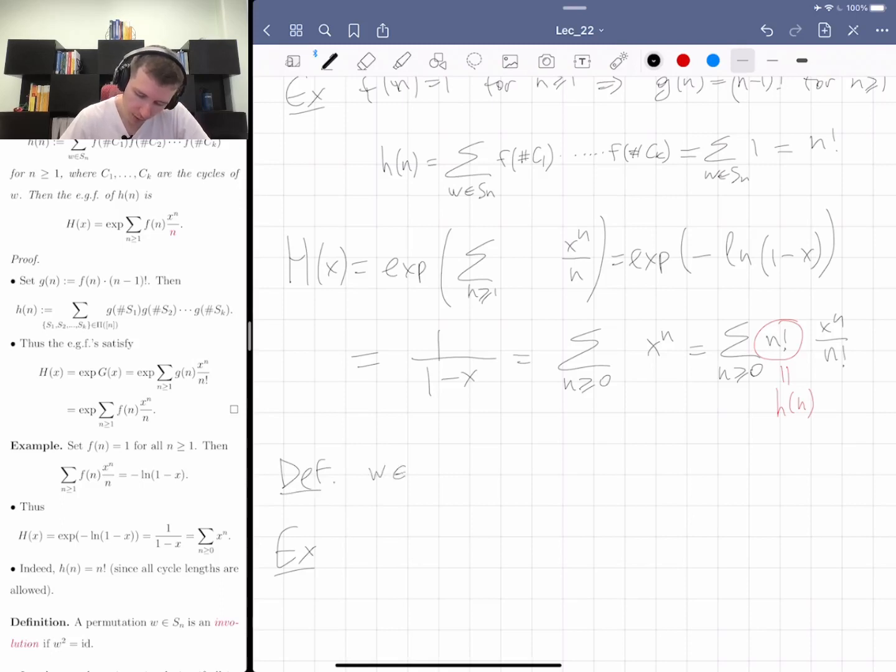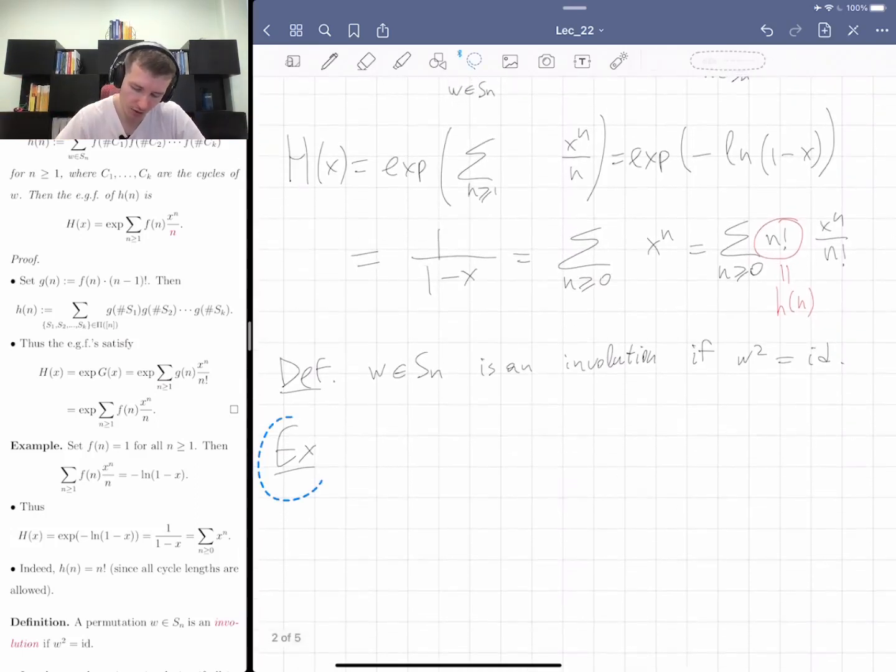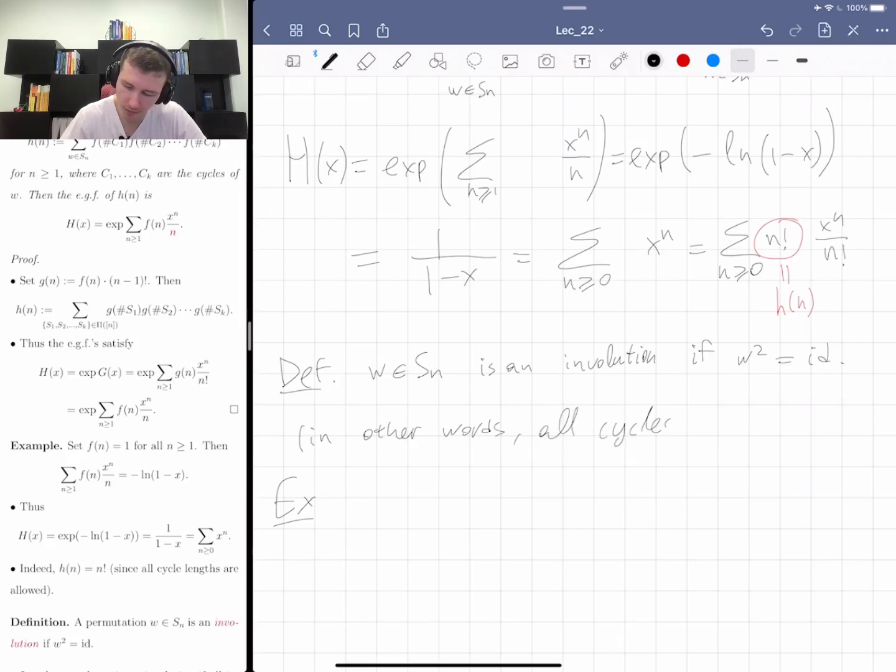Definition: a permutation W in S_n is an involution if it squares to the identity permutation. So it's a permutation such that if you apply it twice, you get back to where you started. Or, another characterization is that, in other words, all cycles of W have length 1 or 2.